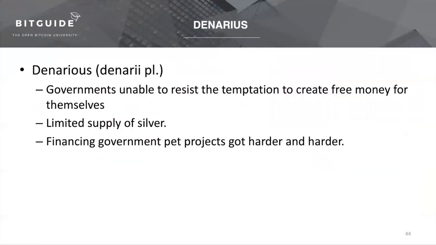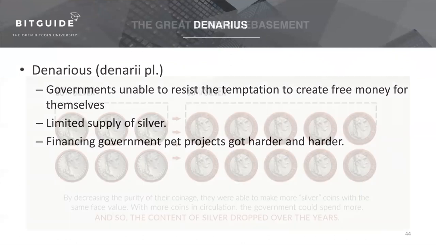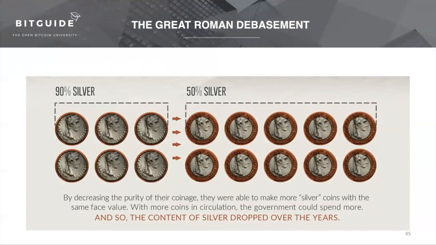So like we said, governments started to realize that they can manipulate money to their own benefit. They were unable to resist the temptation to create free money for themselves, and frankly, who wouldn't? Because the supply of silver was limited, they couldn't mine more of it. As we discussed before, they came up with another trick to create new coins, which was basically debasing the money and reducing the purity. You can see that the early versions of the coin had up to 90% silver, and over time it went down to 50% and even lower.